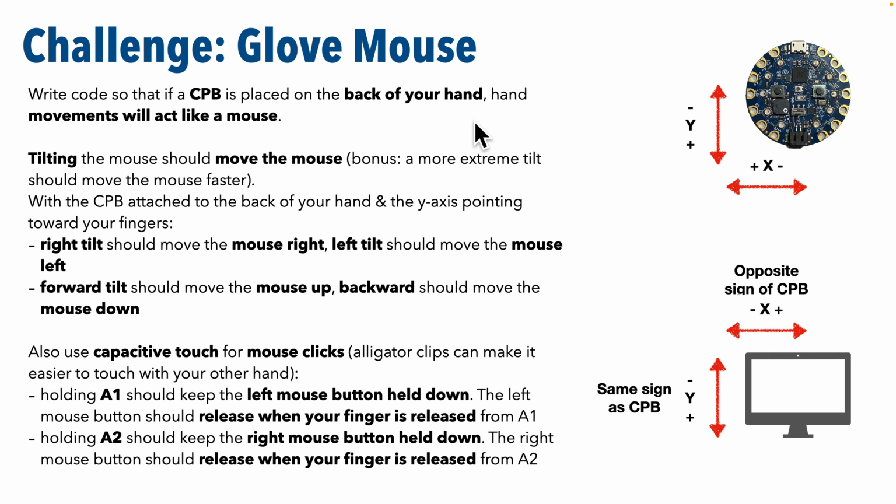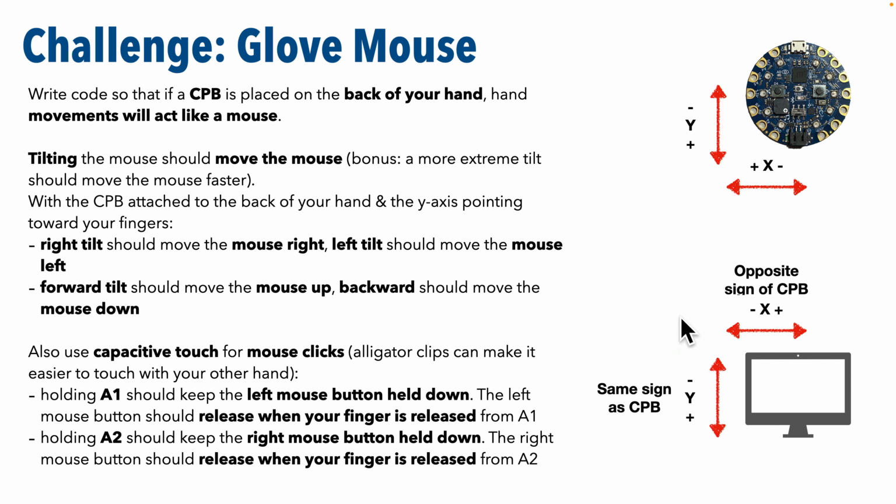And these diagrams here also might help you think about how to use the accelerometer for mouse movements. If you tilt the CPB to the right, that sets the accelerometer's X value negative. But when you do that, you want to send a positive X value using that mouse.move method that we just learned about. And if you have a positive X accelerometer value, you want to send a negative value to the X coordinate.